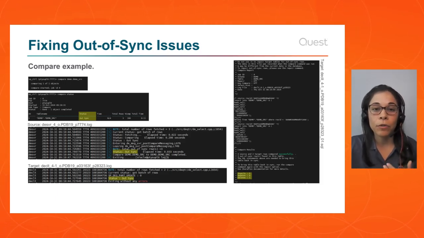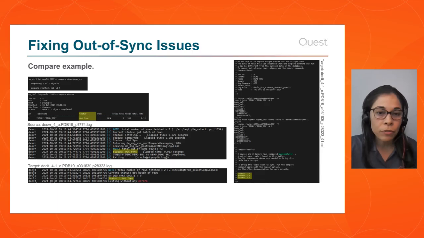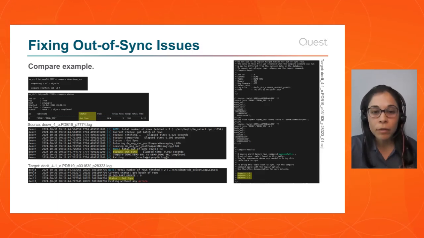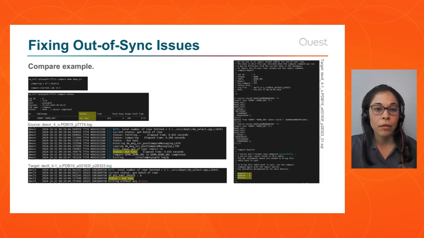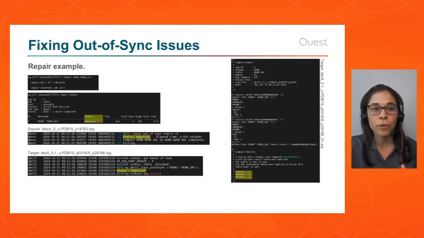And this file is going to give you the compare report. Well, you will see the data that is out of sync, the transactions that are needed to be run for the repair once you do the repair. So in this case, I have 2 inserts and 1 delete. So these are the transactions that need to be run on the target side to repair the table and put it back in sync.